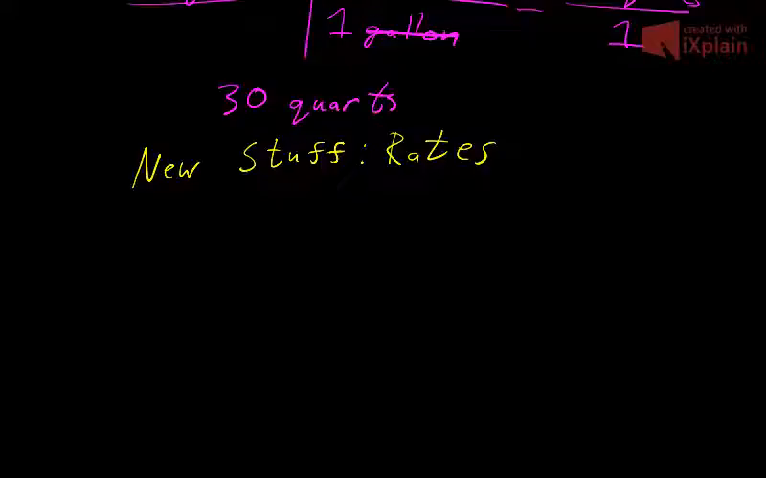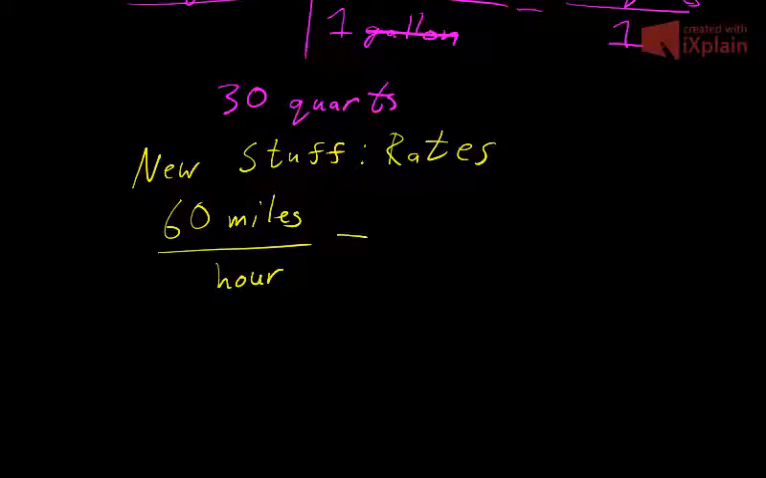So if I want to look at things in miles per hour, let's say that I have 60 miles per hour, and I want to know how many miles a minute that is. So we have 60 miles per hour, and I want to go to miles per minute.